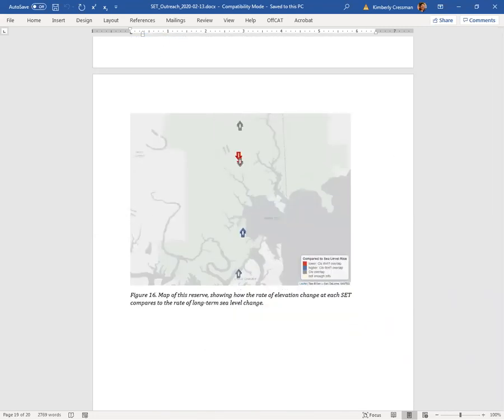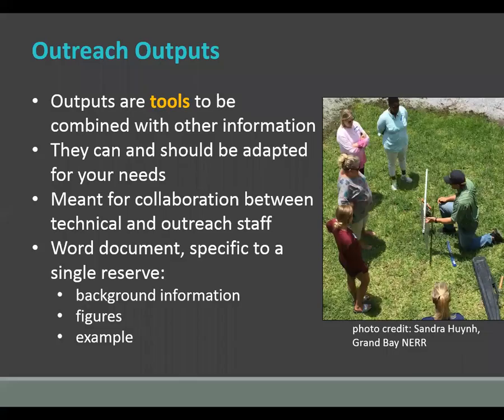All right, so let me come back to the slideshow. Here we go.